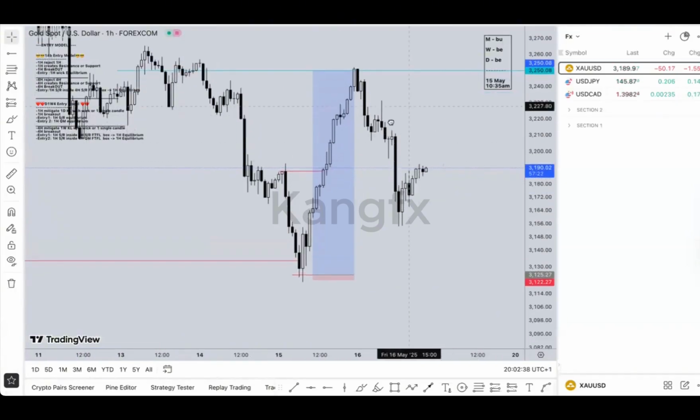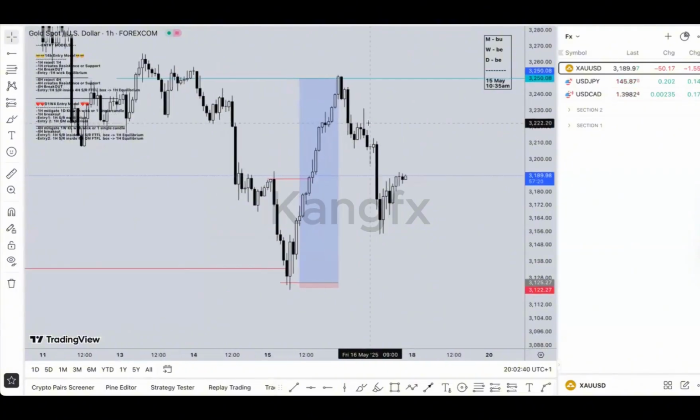Now, if the market does not get to your entry, what should you do? You're to do nothing. Because if the market is always picking you in every time your setup forms, that means everybody in the market would have been a billionaire by now. So because you see your setup and you're waiting for your entry, it's not a must or guarantee that the market will get to that area.